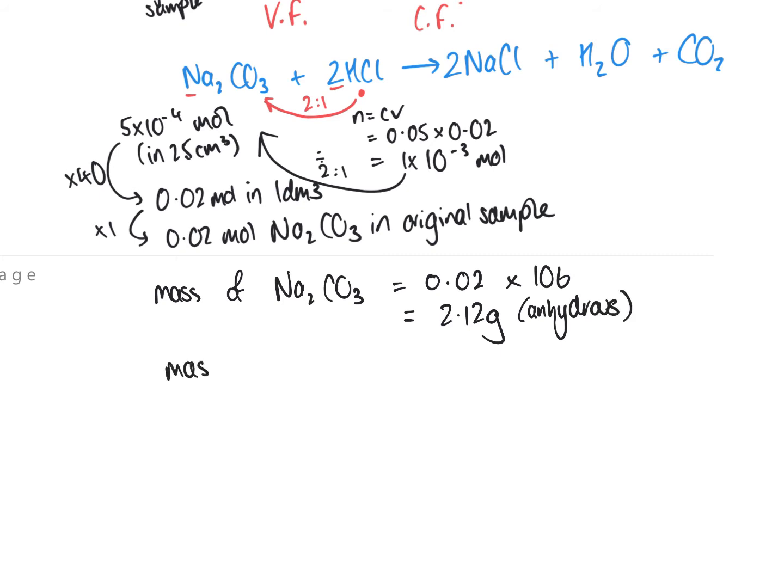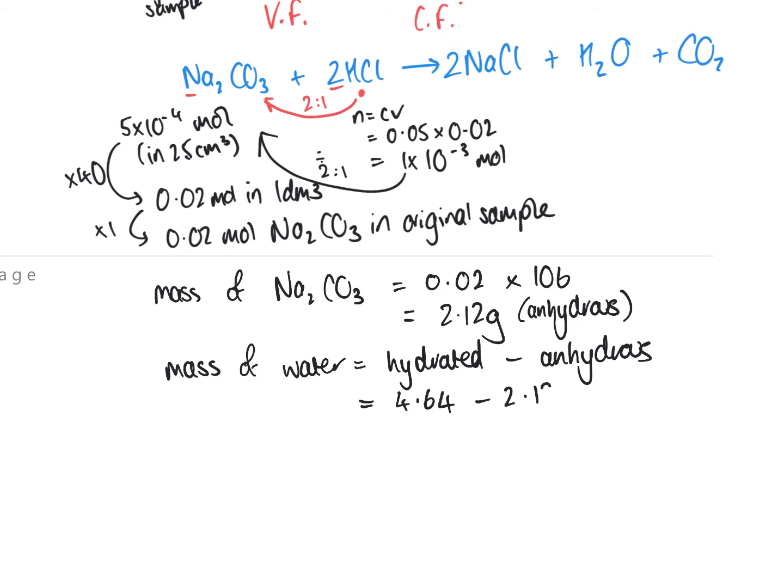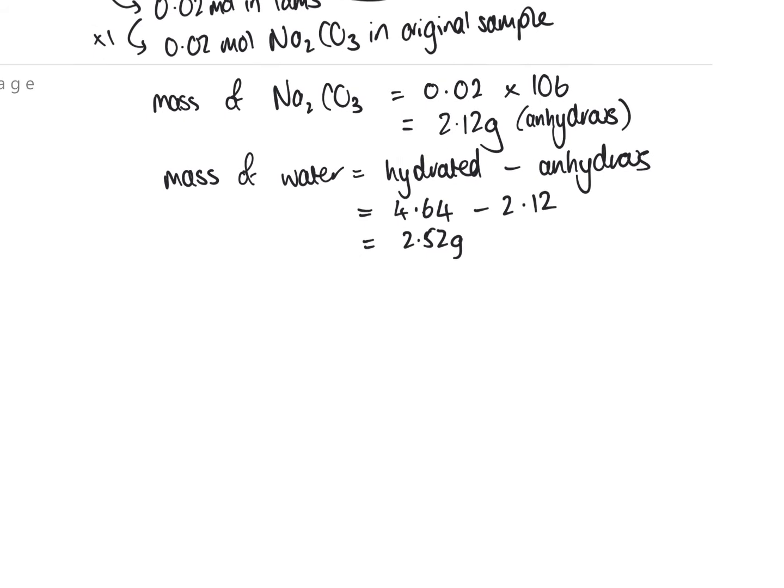We then need to work out the mass of water, and we do that by taking our hydrated salt and taking away the mass of the anhydrous. The hydrated salt is our original sample, which, looking back at the question, was 4.64 grams. We're taking away our 2.12 grams that we've worked out from our titration, and that should come out as 2.52 grams.